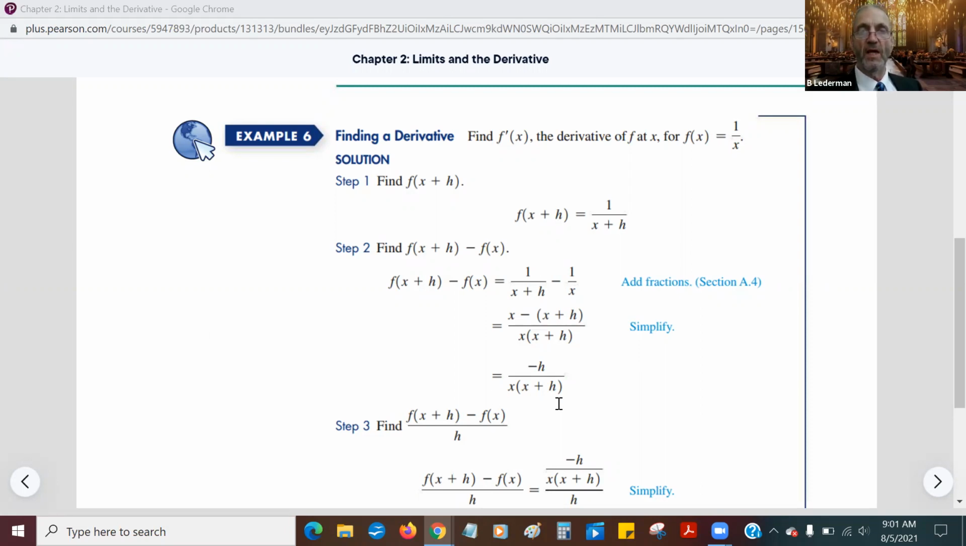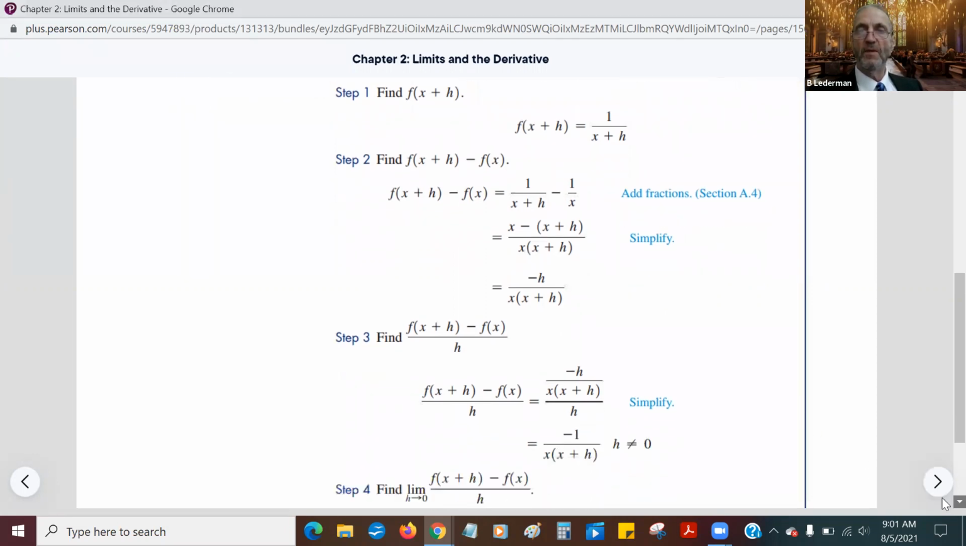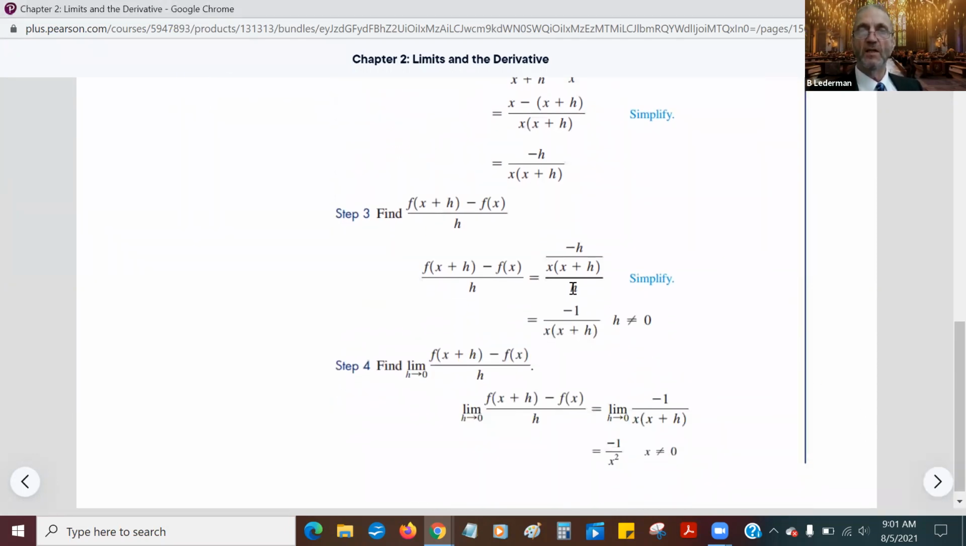Now, of course, I'm going to divide this by h, so the h down there is going to wind up canceling the h up there, and I finally get negative 1 over x times x plus h. Again, a little algebra. But you'll notice that a calculus problem is like one step of calculus and nine steps of algebra. It's a lot of algebra in every calculus problem. And so finally, the limit as h goes to 0. Well, basically that h just becomes 0, so it just becomes negative 1 over x squared. And that, my friend, is the answer. Negative 1 over x squared.